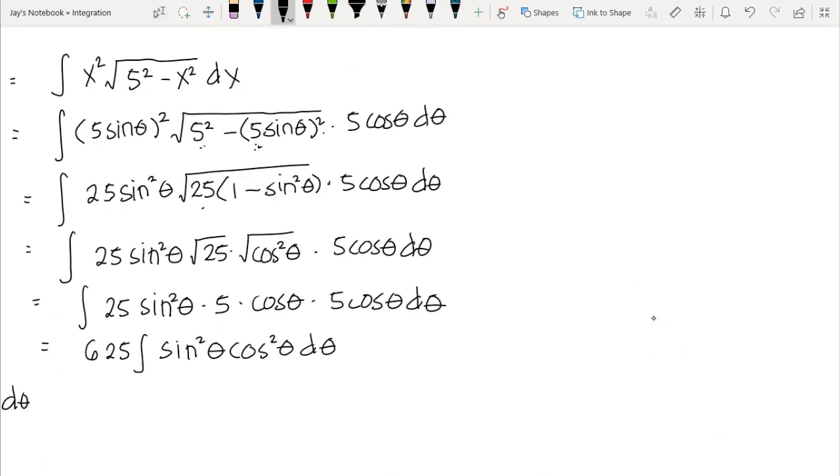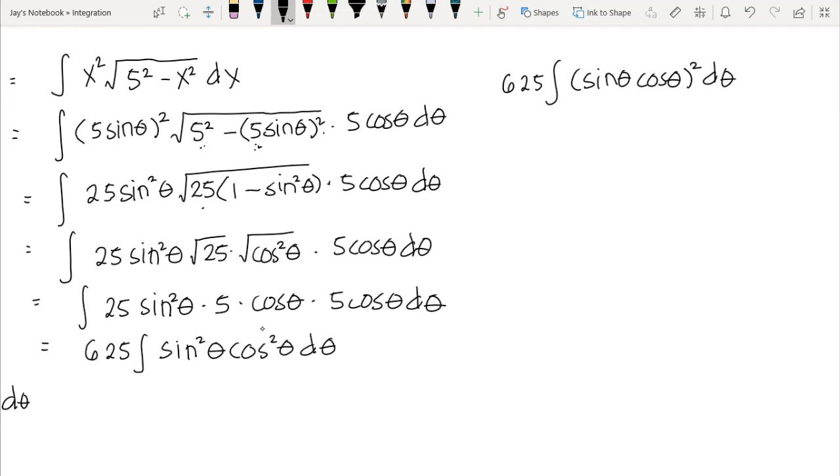Now, since our sine and cosine here have a common exponent 2, we can take out 2, or we can square them as one term. So we have 625, the integration of, then we have sine theta cosine theta, then squared, d theta.